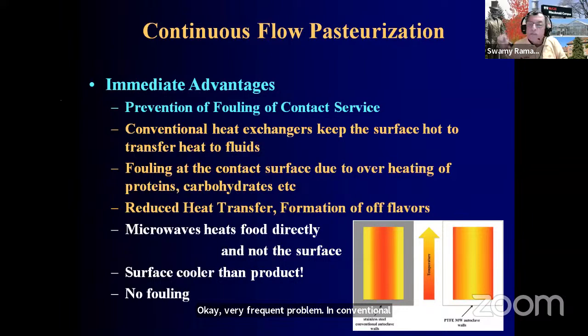But with a microwave heat exchanger, there's no problem, because the coil that you use is microwave transparent. The containers are not heated. It's only the contents that are heated. So the surface is usually cooler than the contents. Therefore, the fouling problem is completely eliminated. That's the biggest advantage.